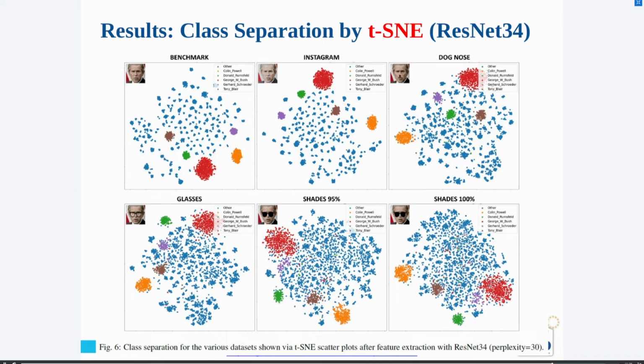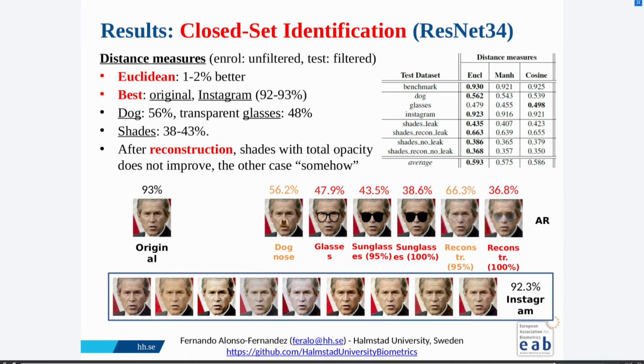So with the original Instagram and probably dog nose, you see that the separation of the different clusters is higher than when you apply glasses or sunglasses with different levels of opacity. So it gives the idea of how easy, or in which type of database, it will be possible to separate identities better or worse. So these are the results of closed set identification with ResNet34 and distance measures.